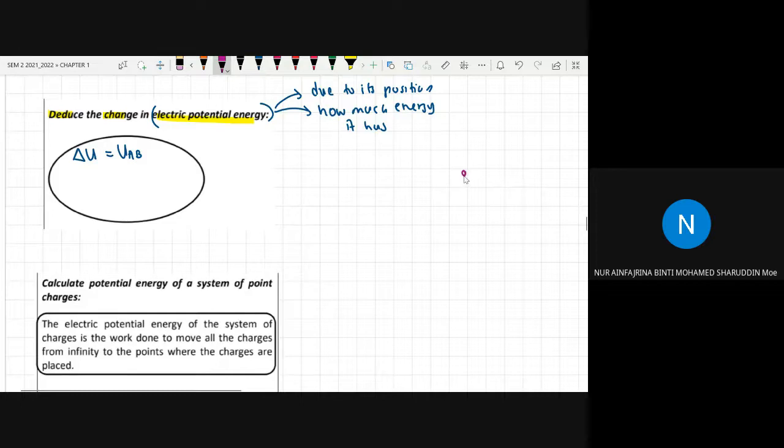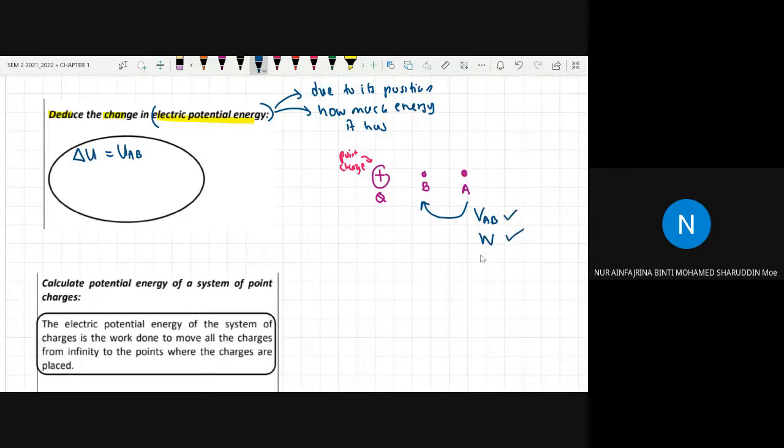For example, Miss ada point A dan Miss ada point B. And contohnya ini adalah point charge Miss. Okay, for example, this is my point charge. Now Miss nak bawa charge from A to B. So, bila Miss bawa charge from A to B, dia akan ada electric potential. And at the same time, dia akan ada work done atau tiada? Kalau ada, very good.